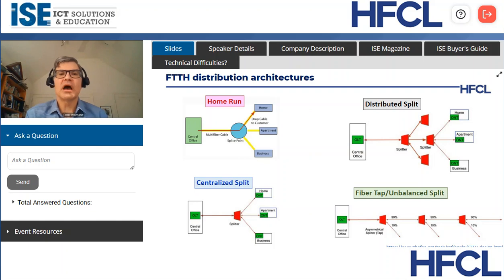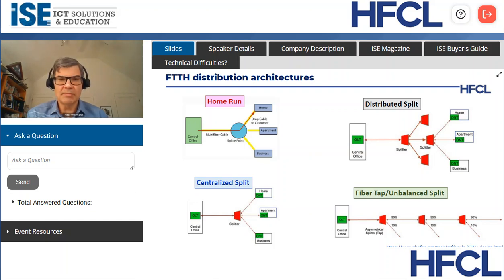Something that's becoming much more common is distributed split, or cascaded split, where you have different split ratios, with different amounts of splitting out in the field. You'll split a signal once and then split it again. Usually you'll get to a similar 1/64 split ratio, but maybe you'll do it by splitting 1/8 at the first splitter and 1/8 at the second splitter.